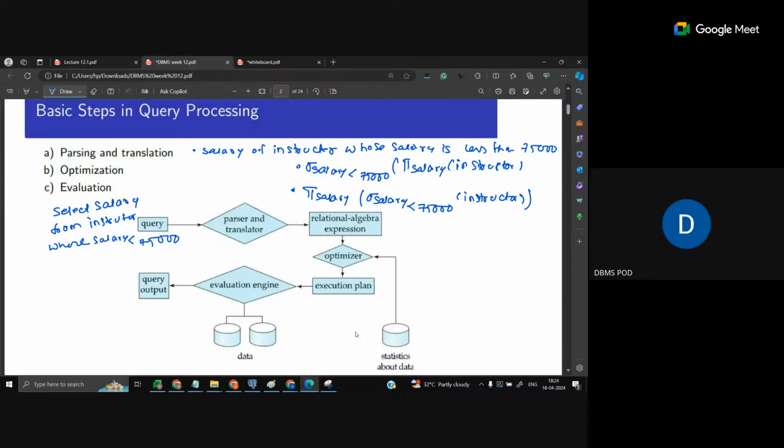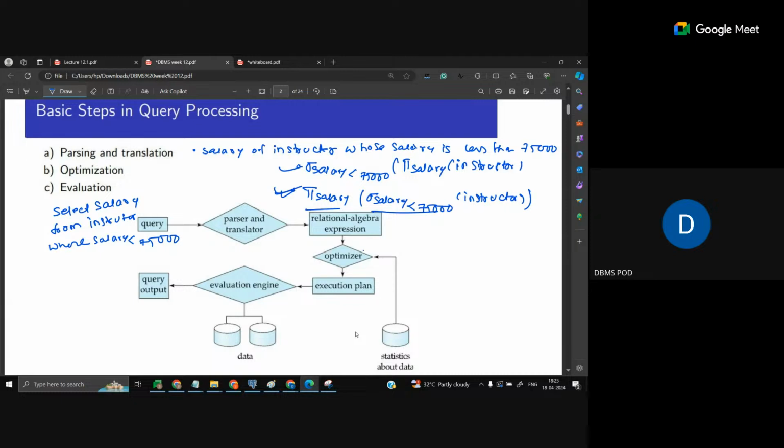So there are two equivalent relational algebra expressions, right? Correct. Now which one will be the most optimized relational algebra expression? Sir, I guess the second one, because in that we are first filtering out the salaries which are less than 75,000 and then we are selecting. Yeah, correct. Because here first we are filtering those whose salary is less than 75,000, then we are projecting the salary, right?